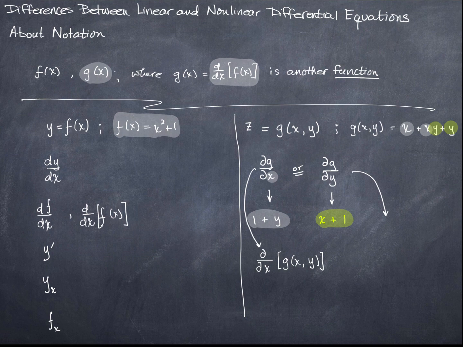And we could say g prime, but it isn't specific enough. We can't really use g prime without specifying which variable we want to treat as a variable and which one we're going to use as a constant. So g prime notation doesn't really work in multivariable calculus. I can say take the derivative of g with respect to x, or take the derivative of z with respect to x, or take the derivative of g or z with respect to y.